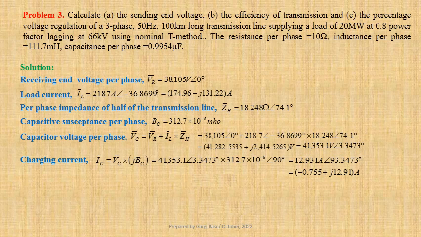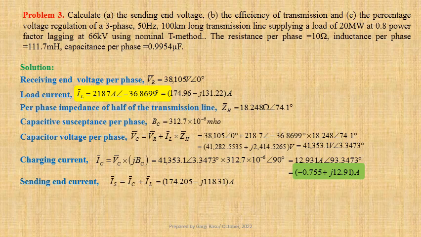Now we shall compute sending end current. Is equals to Ic plus IL. Using values we get 174.205 minus j times 118.31 ampere. This may be expressed in polar form as 210.582 ampere at an angle minus 34.1821 degree. Let us now determine sending end voltage per phase.